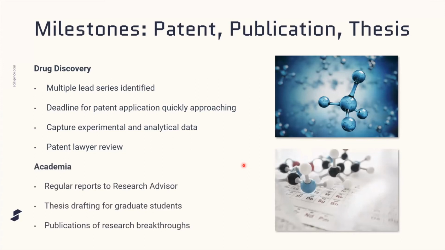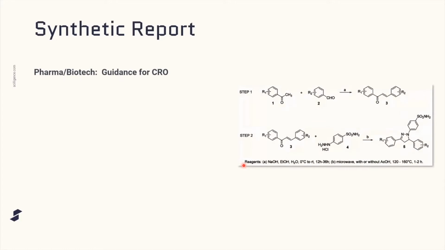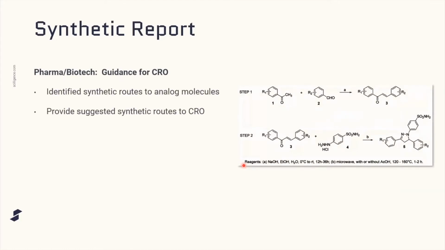And in academia, it's very similar. Some of the themes for academia are a little bit different. Grad students may have to write reports for their advisor or for other purposes in the department. And at the end of grad school, you'll have to write a thesis. So you'll have to write up your experimentals. And you would also like to write publications to publicize your research breakthroughs. And so all of these things require writing up reports. And so synthetic reports are also important in pharma and biotech.